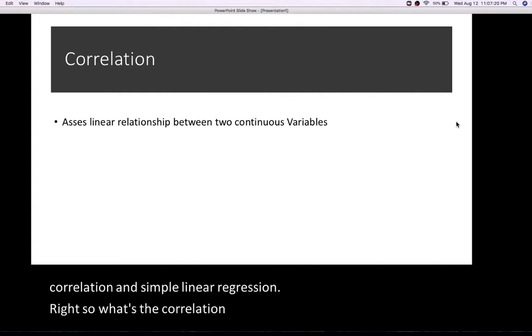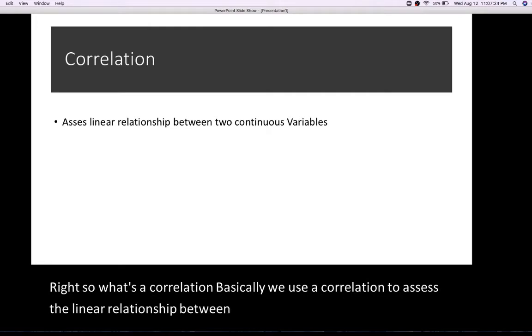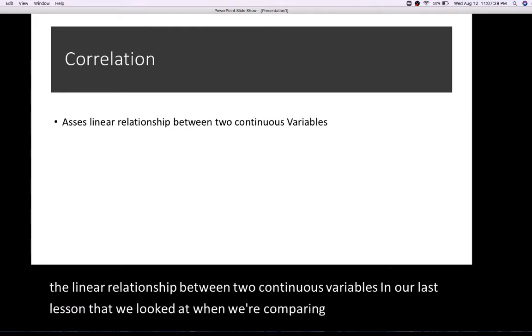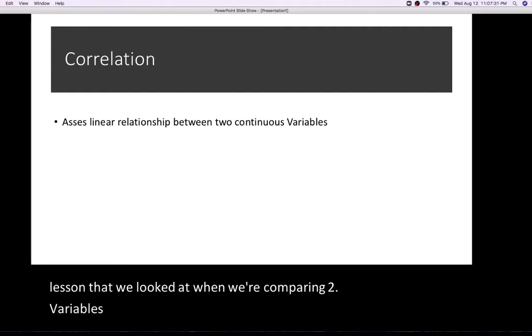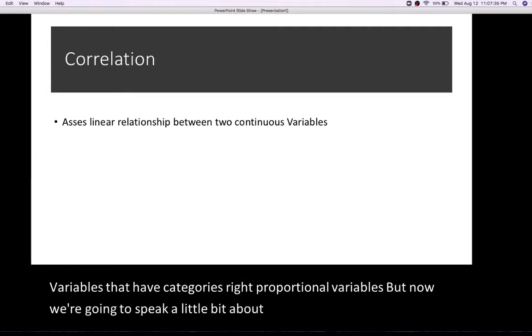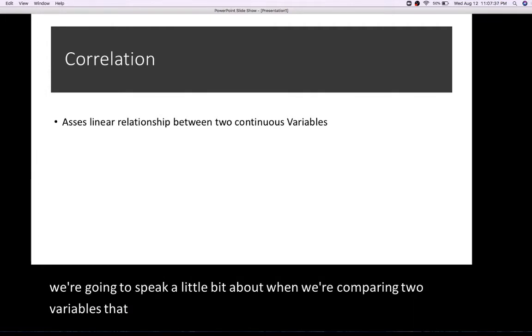Basically, we use a correlation to assess the linear relationship between two continuous variables. In our last lesson, we looked at when we're comparing two variables that have categories, proportional variables. Well, now we're going to speak a little bit about when we're comparing two variables that are both continuous numerical variables.